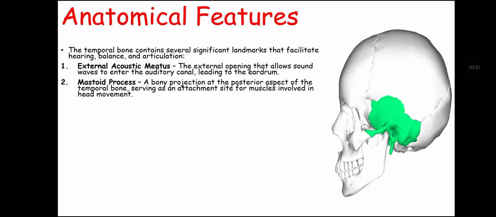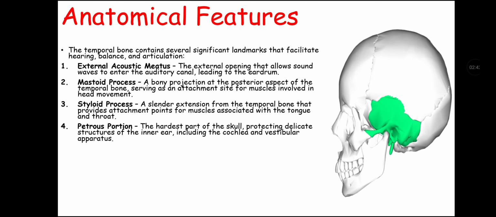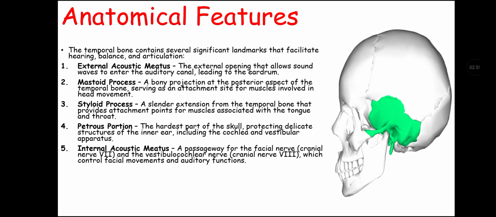The third anatomical feature of it is styloid process, that is slender extension from the temporal bone that provides attachment point for the muscle associated with tongue and throat. Another anatomical feature is petrous portion, that is the hardest portion of the skull, and it protects delicate structures of inner ear including the cochlea and vestibular apparatus. It also has internal acoustic meatus, that is passageway for facial nerve, that is cranial nerve number 7, and vestibulocochlear nerve, that is cranial nerve number 8, and which controls facial movements and auditory functions.